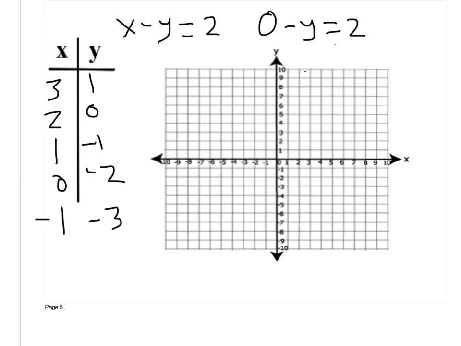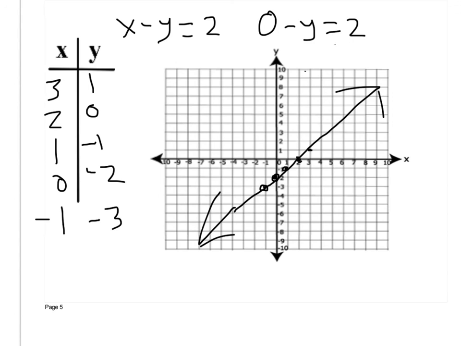Now what we got to do is graph them. So on your graph, you graph them. So 3, 1, 2, 0, 1, negative 1, 0, negative 2, and 1, negative 3. You can graph it and draw a line through it. That shows me that the function continues on. Okay, it doesn't have to just be these numbers. Any number could fit on this line.